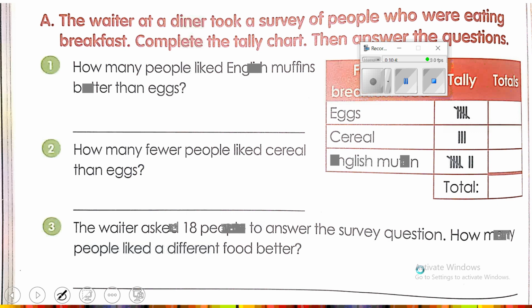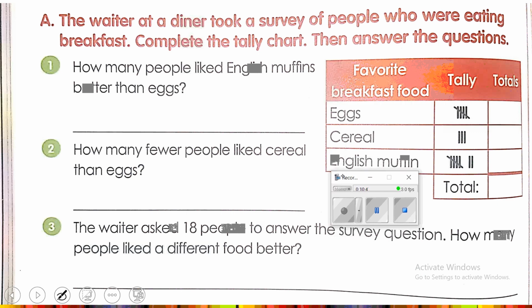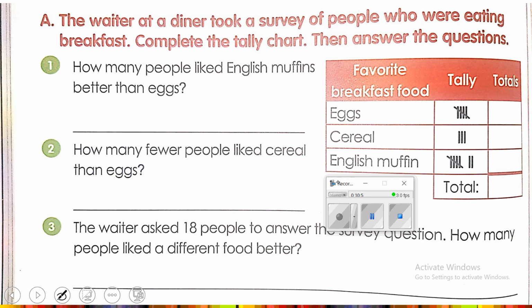And next, all the questions are the same. Just tally and reading and find the total. It's just about reading English and understanding the idea. And you are smart, mashallah. The waiter at a diner took a survey of people who were eating breakfast. Waiter, for example, if you're going to a restaurant with your family, you ask the man there, please, excuse me, can you give me ketchup? This one we call the waiter.